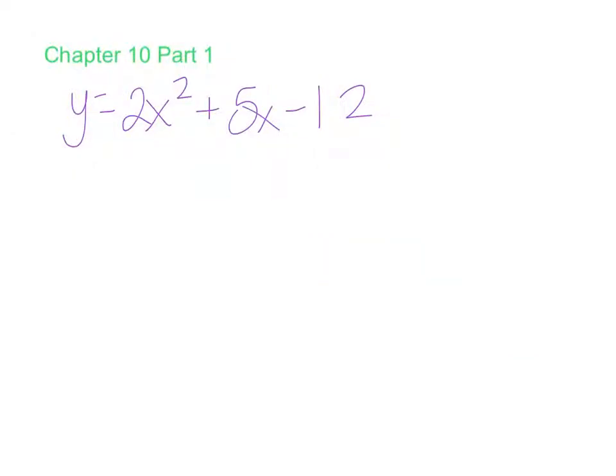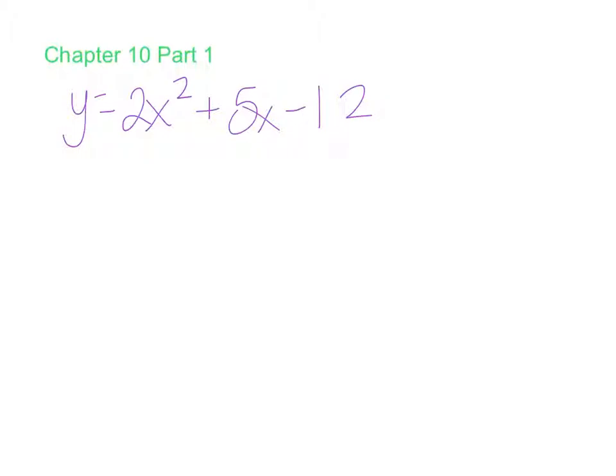We're going to take a look at Chapter 10, Part 1, and this is all about something called the zero product property. So to get started, we are going to take a quadratic equation, y equals 2x squared plus 5x minus 12, and we are going to factor this out. So the first thing we're looking for is, is there a GCF in each of these terms besides a 1? If there is, we want to take that out.